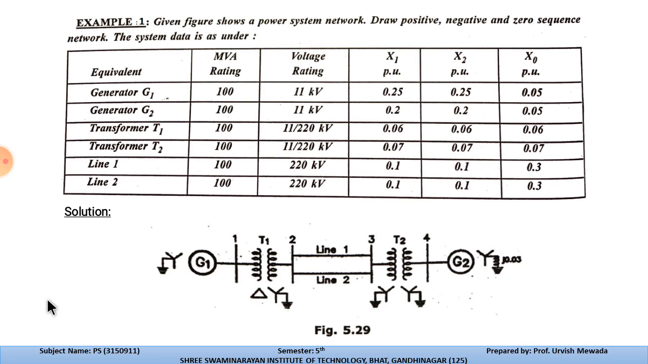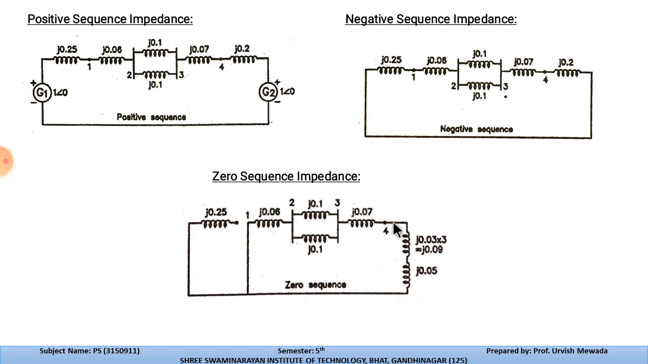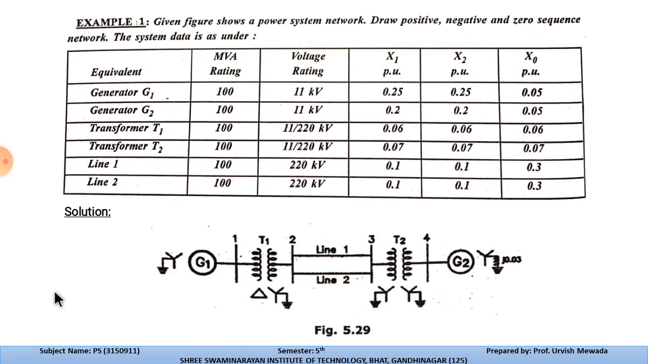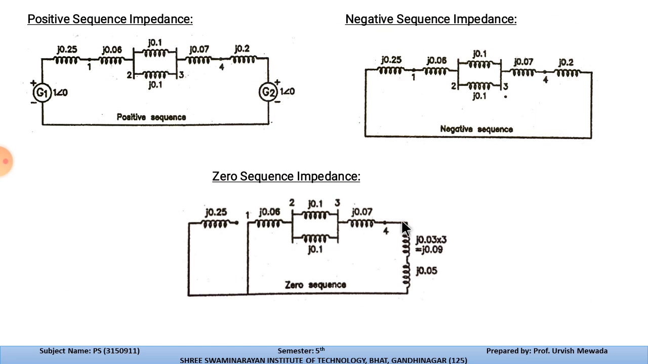Then after that we have the delta, and the delta is not grounded, so at this point this portion is floating. And over here you can see that both the transformers are grounded, so over here it is connected with the system. So this is the zero sequence impedance of the given network.